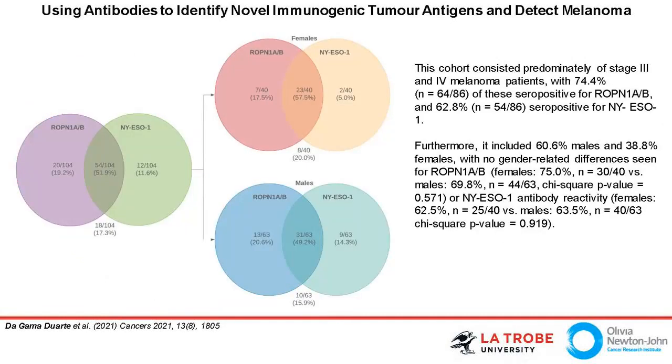And as mentioned, we looked at whether there was any differences between gender. We did have an issue with our cohort where we predominantly had stage 3 and 4 patients. So it might be that we do have a bias there, unfortunately, but we didn't see any gender-related differences nonetheless, or any stage-related differences.